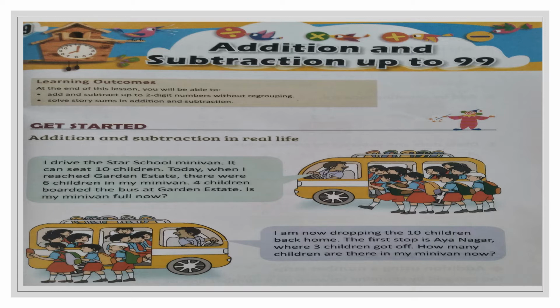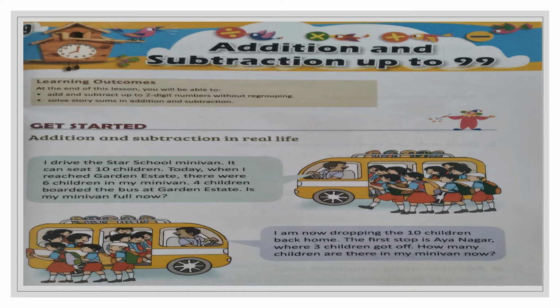Now see, children, here the driver is asking us that if all 10 children were there in the bus and he started dropping them at their stops. But the first stop was Ayanagar and there 3 children got down, as you can see in the picture. After 3 children getting down from 10 children, what was the number of children in the minivan right now?